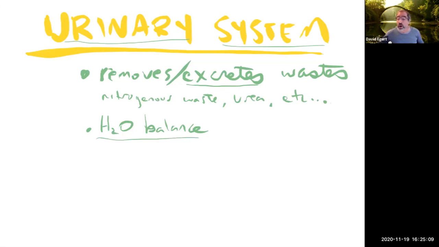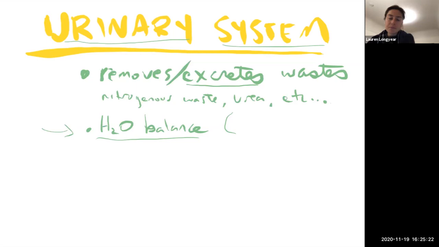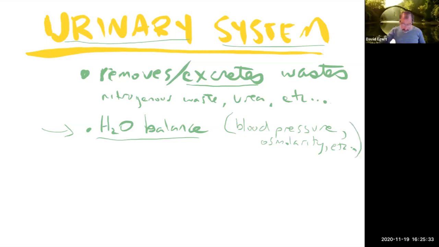By either keeping the water in your body or peeing it out, that's how you maintain your water balance, your osmolarity. And what is this also a critical part of? We talked about blood pressure. Right, so that water balance is a critical part of just maintaining the osmolarity of your body. It's critical for maintaining your resting blood pressure. So water balance. What other things does the urinary system do?